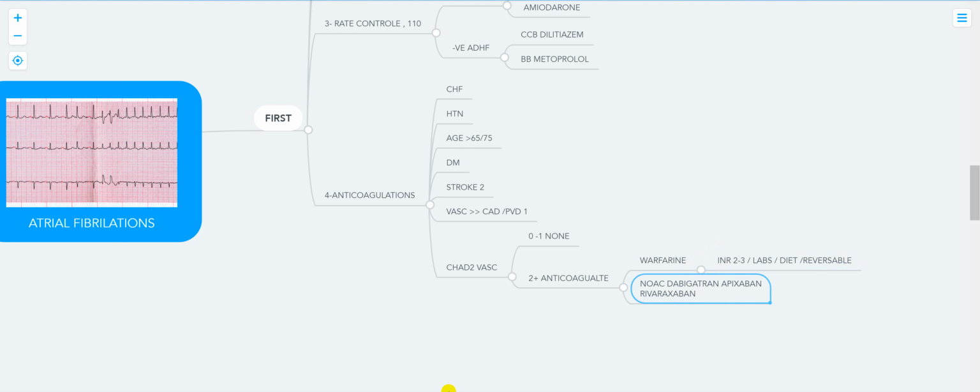Okay. So while the rivaroxaban, we don't need a bridge. Basically, it has all the benefits that warfarin doesn't. No bridge, no goal, no labs, no diet. But the only side effect is that there's no reversal.